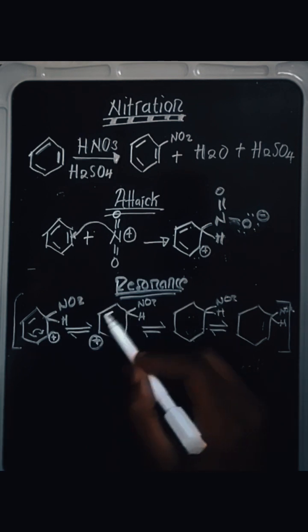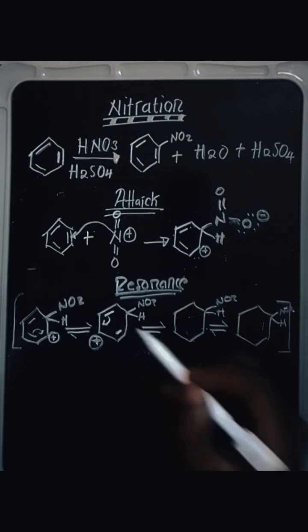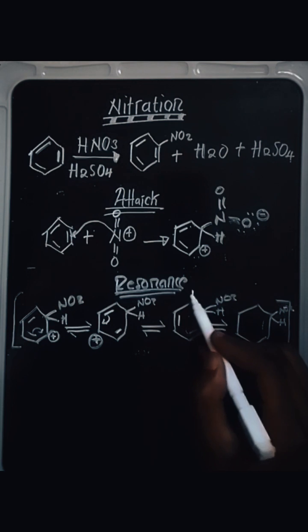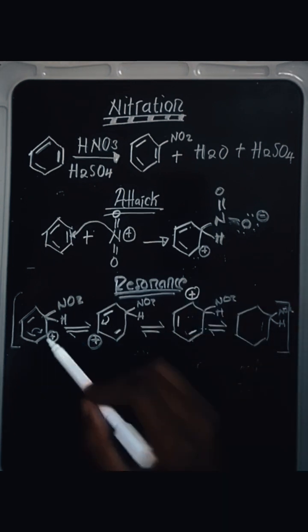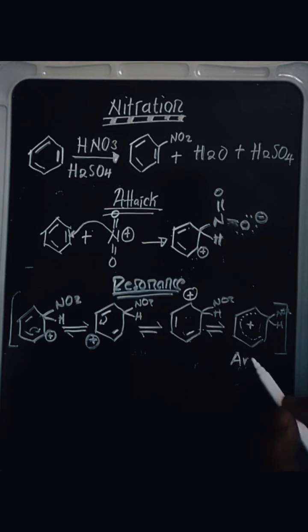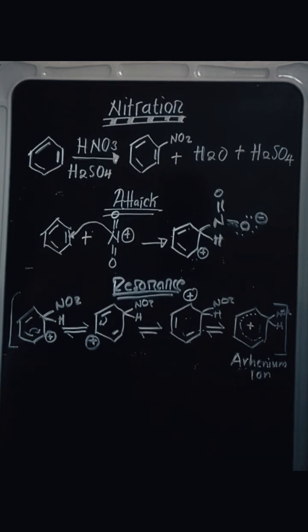There it is. This remains where it was, right? Second thing, this comes there. Here it is. This remains where it is. And then the formal charge is there. So where did it move from? It moved all the way from here to there. And so this is your arenium ion. That is your arenium ion.